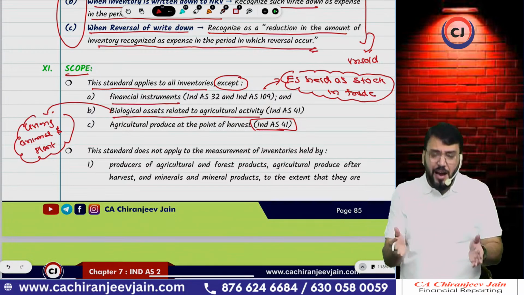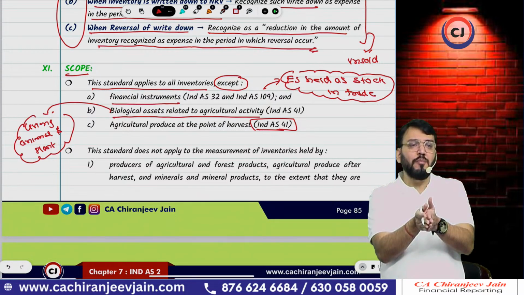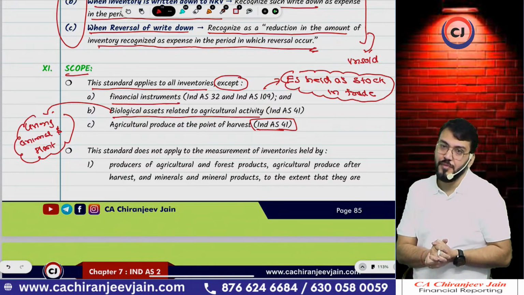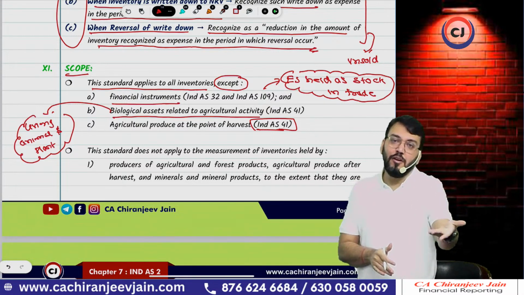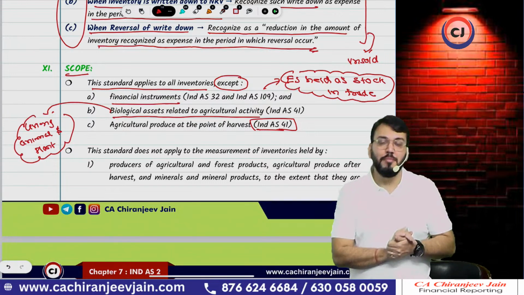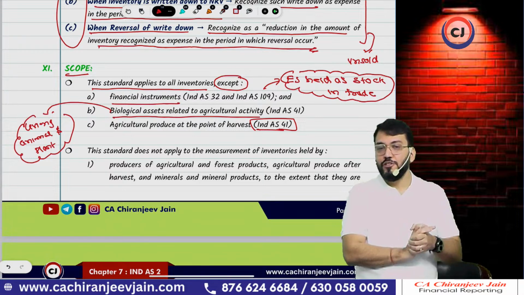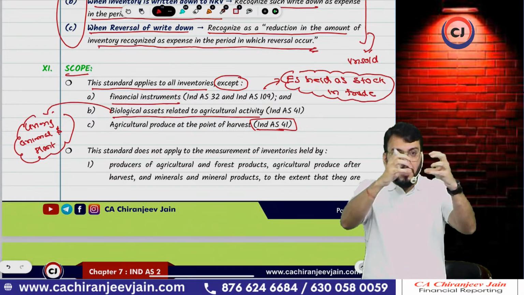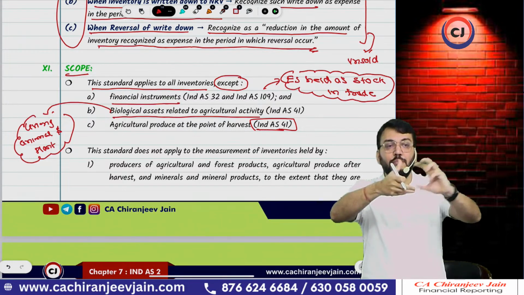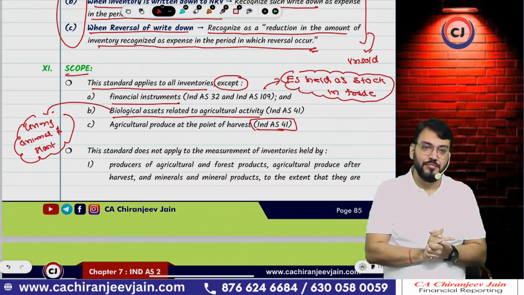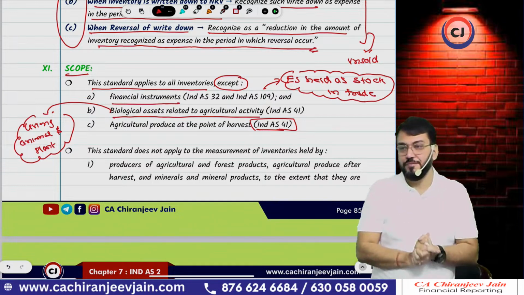Correct. What do you mean by harvesting? Harvesting is that point of time when agriculture produce is detached from the biological asset. So mango tree is an example of what? Biological asset. Mango is an example of agriculture produce. So when mango is plucked, meaning detached from the mango tree, that point of time is known as harvesting.